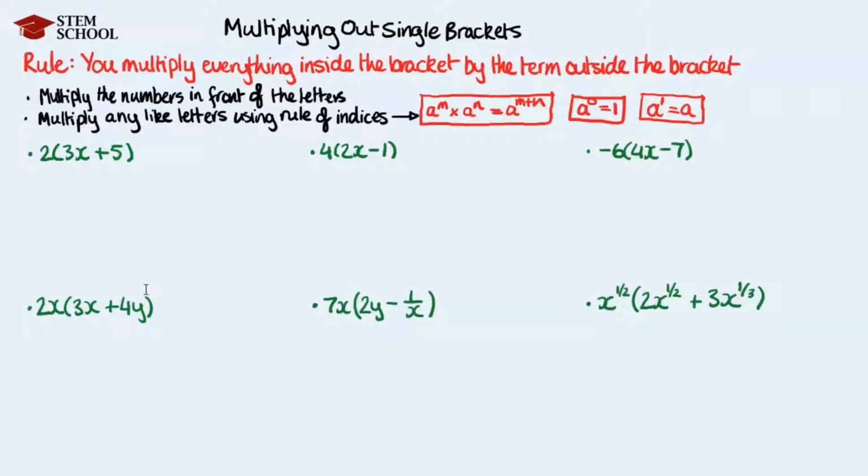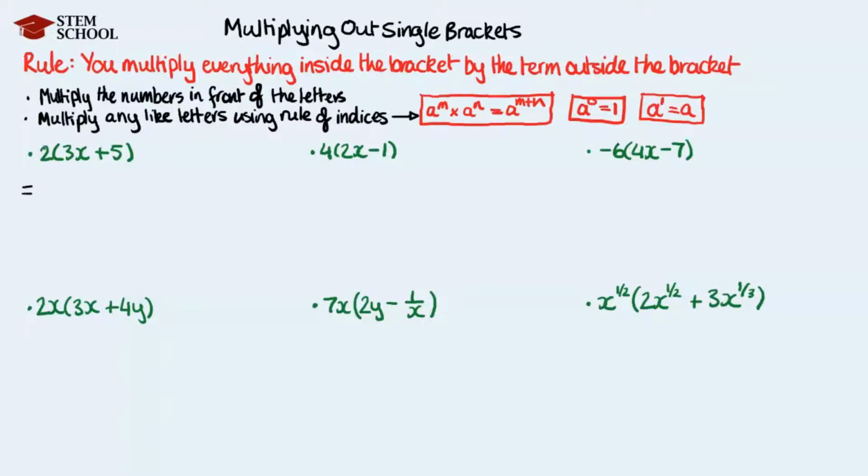So what you have to do is you multiply the numbers in front of the letters and you multiply any letters using the rules of indices, which I've written here. So what we have to do here is use these rules above, the rules of algebra and the rules of indices, to help work out these questions of multiplying out single brackets. So let's do the first question, okay?